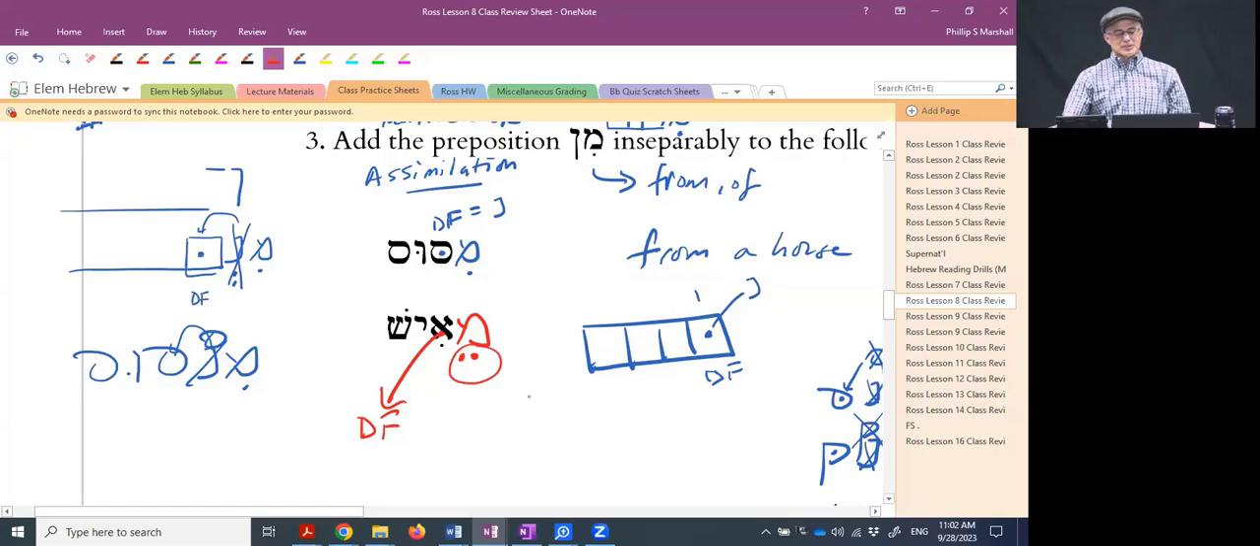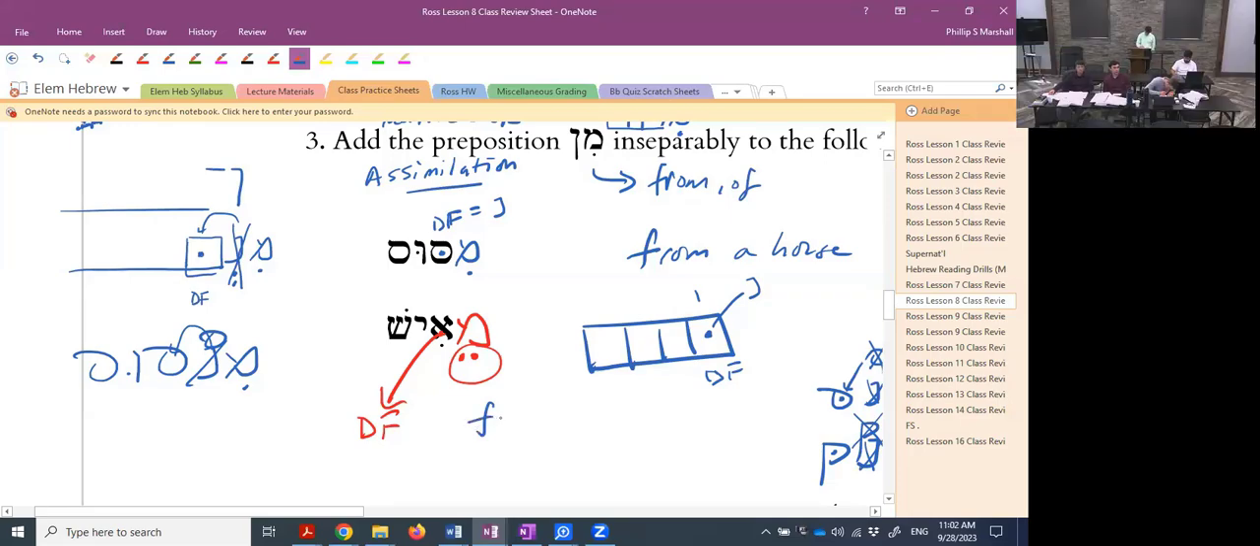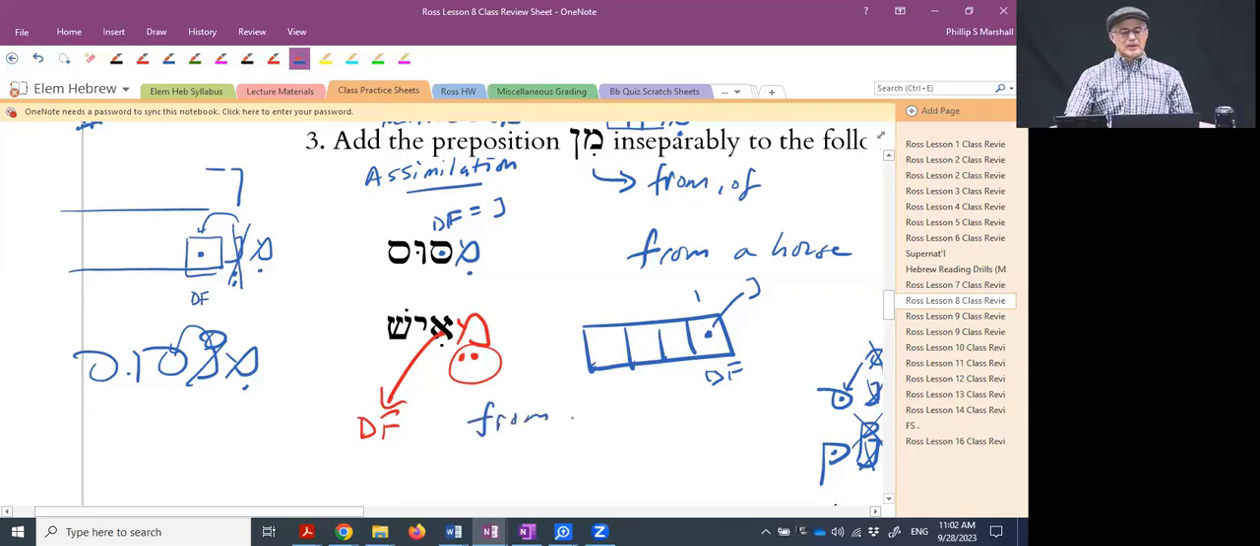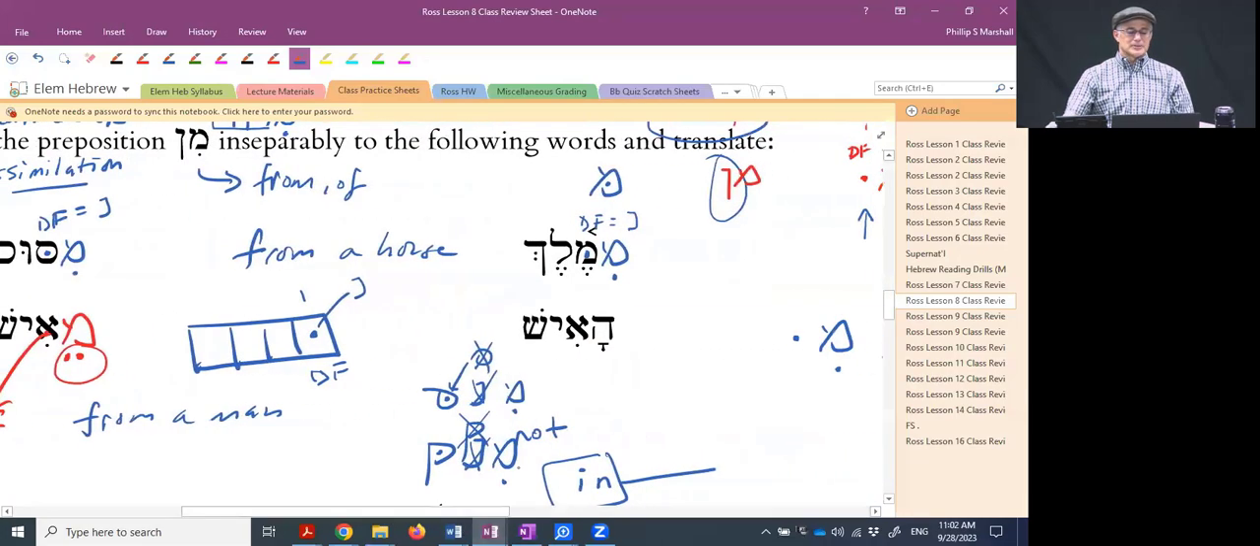Okay, so me'ish. How would I translate me'ish? Man. From the man. I've got to add from, right? From a man. It's not articular, there's no article here, so it's from a man. Now, last, we have ha'ish. How do I want to say from the man? From the man, what do I do?